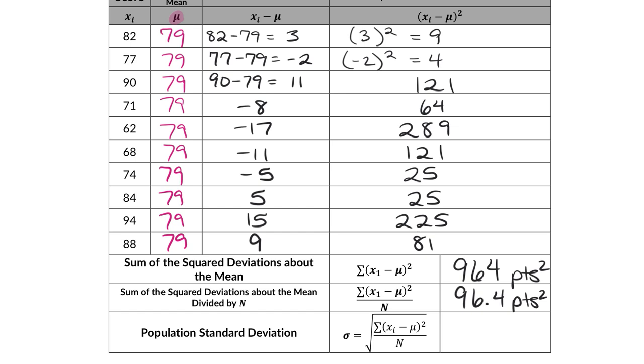And then last but not least, since this is what I'm looking for, sigma, my population standard deviation, is the square root of that number. So I press square root on my calculator and then type in 96.4 or go highlight that answer. And we get that the standard deviation for this data is 9.8 points.